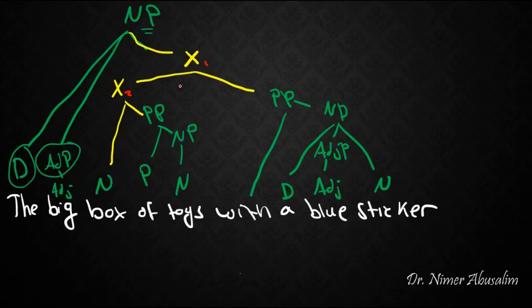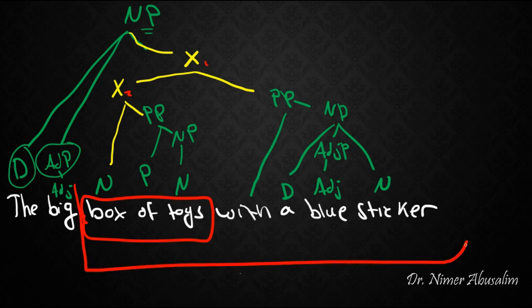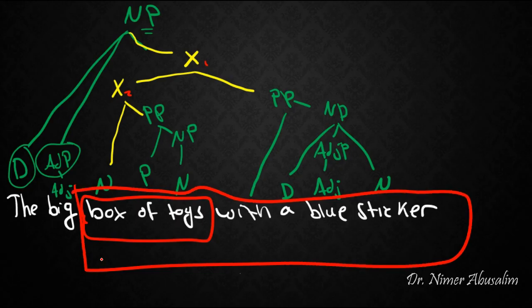Alright, how about this way? Now we have two X's. Let's call the first one X1 and the second one X2. Now if you see, we can form a constituent out of box of toys alone, and then a bigger constituent out of box of toys with a blue sticker, like so. How are we able to do that?